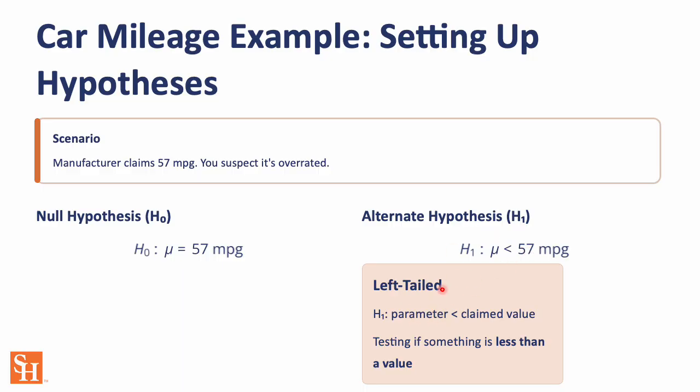For a left tail test, the parameter mu is the population parameter less than some claimed value. Here you can see the claim value of the manufacturer was 57. So here the population parameter is less than the claim value, and we call this test a left tail test. I think it is now clear to all of you what we mean by hypothesis, null hypothesis and alternative hypothesis, and what a left tail test is. We'll discuss the right tail test and the two tail test later.